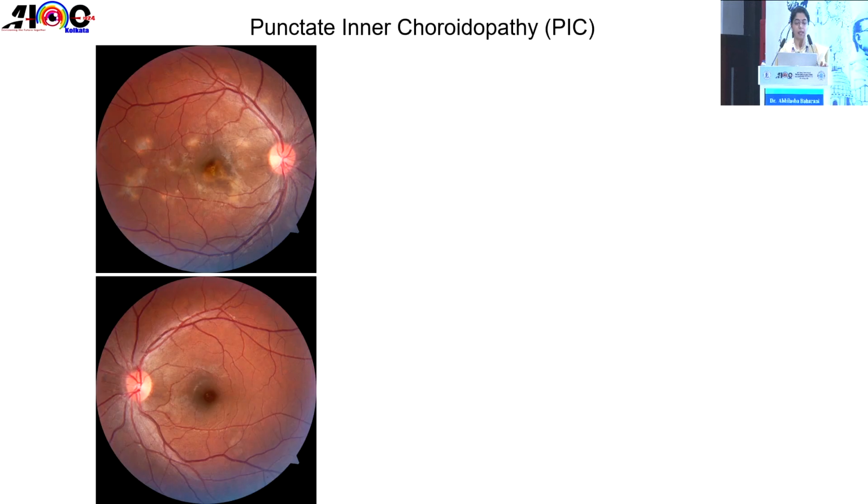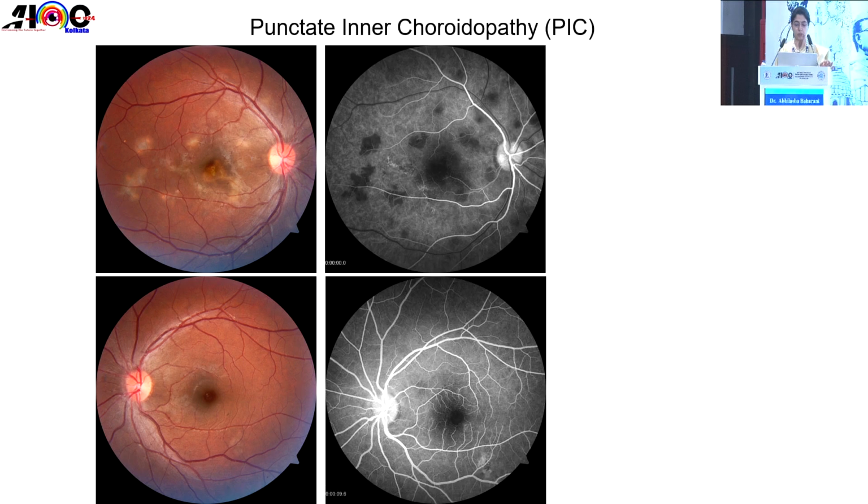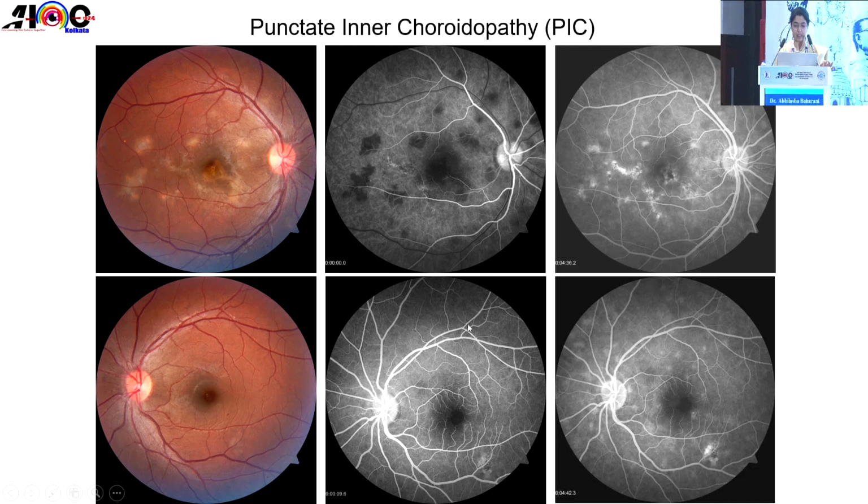Coming to PIC and multifocal choroiditis. So punctate inner choroidopathy presents as small, punched out lesions, less than 250 microns, in the posterior pole. Now healed lesions are hypofluorescent on FA, and active lesions are isofluorescent on FA, whereas they are hyperfluorescent in the late phase.